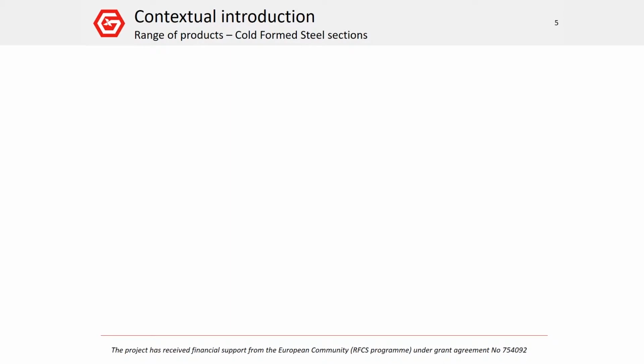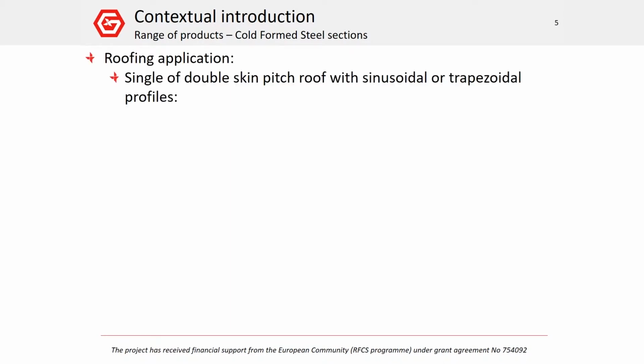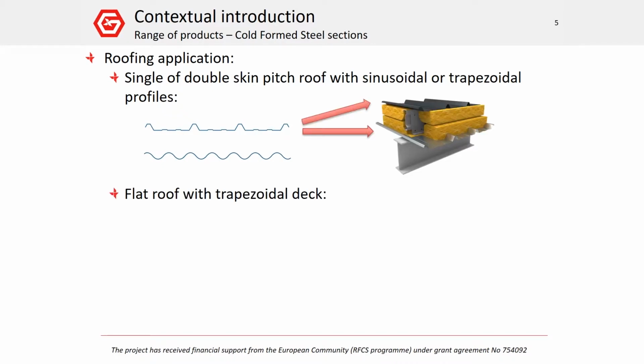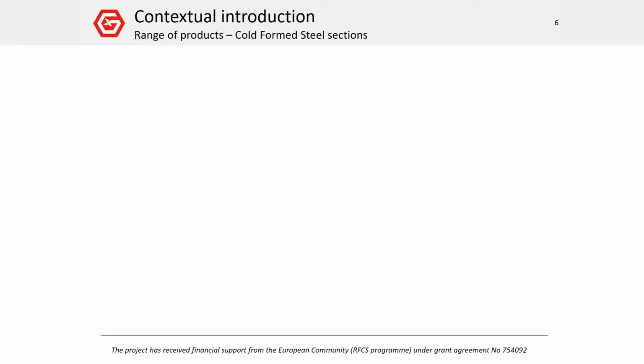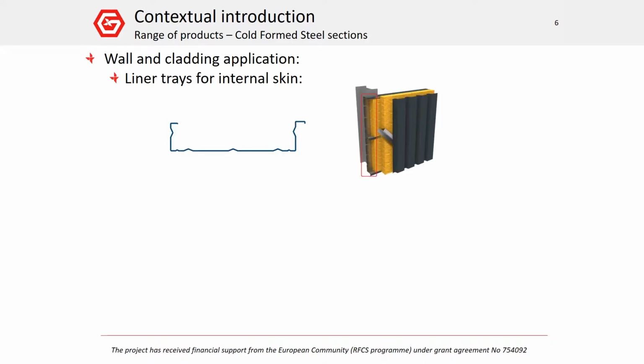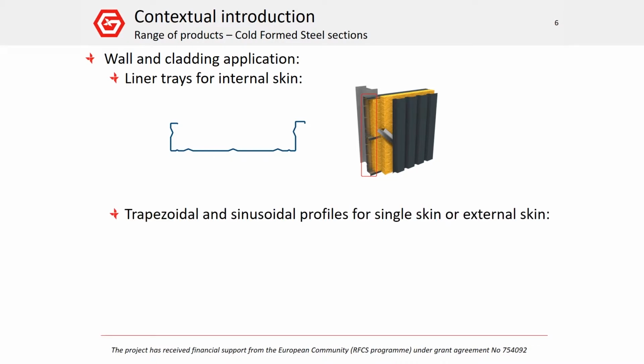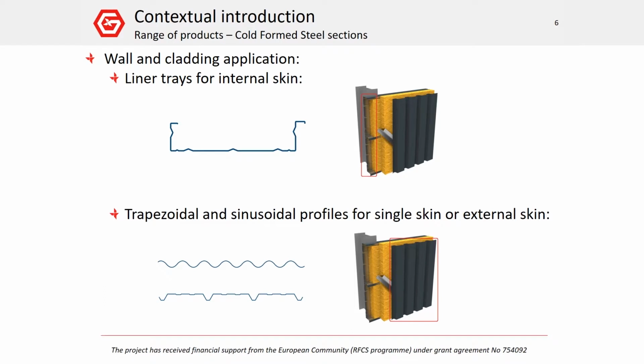We have two different types of application for roofing depending on the slope. Trapezoidal and sinusoidal profiles can be used to realize single or double skin systems for pitched roofs. For flat roofs, these are usually trapezoidal profiles. For cladding applications, we have liner trays for the inner skin of systems, as well as sinusoidal or trapezoidal profiles for single skin or for the outer skin.